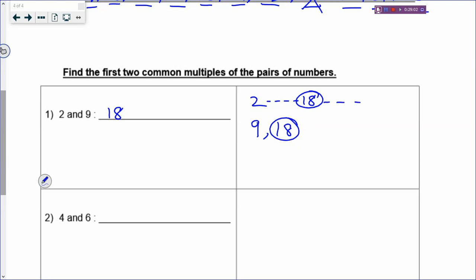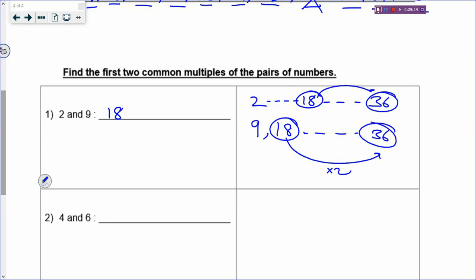The shortcut is to take the first common multiple, and then you just times 2, right? So 18 times 2, you get the second common multiple. And you also skip a lot of numbers in between. So if I want to get the third common multiple, I do the same thing. I don't have to write many multiples. I look at the first common multiple and I times 3. So 18 times 3, and that's my third common multiple.